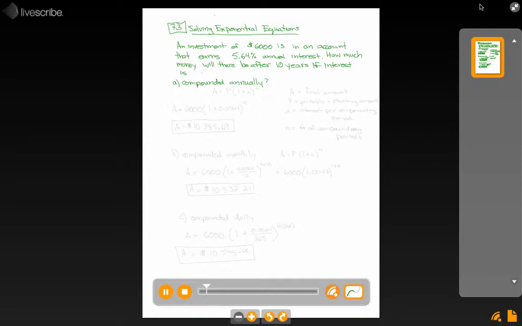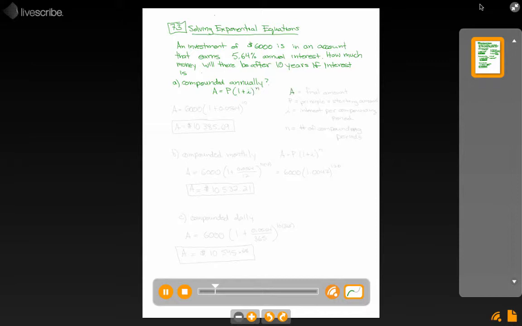This particular question, we have a $6,000 investment put into an account that earns 5.64% annual interest, and the question is how much money will be there after 10 years if the interest is compounded annually. You hopefully have run into an equation that looks like this in your math past, that says A equals P times 1 plus I to the n.